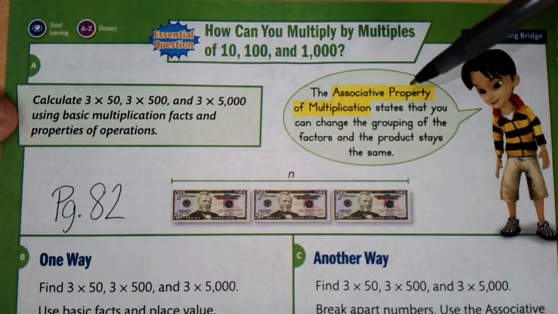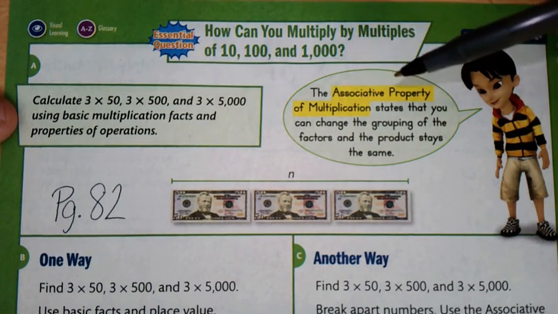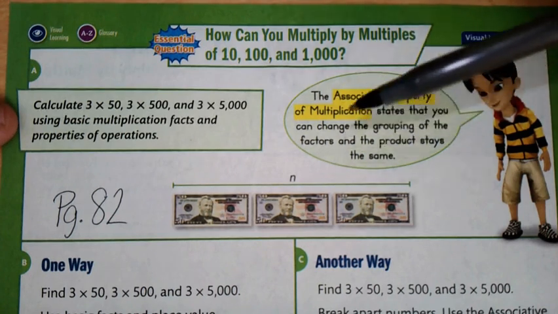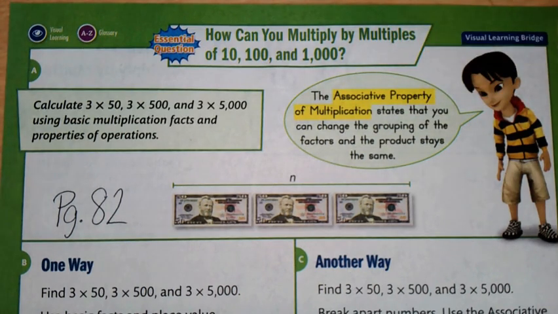So this says the associative property of multiplication tells us that we can change the grouping of the factors and the product stays the same. All that means is that we can move some of these numbers around a little bit in order to make an easier problem for ourselves. Similar to what we were doing on the first page, where I was multiplying my 3 times 4 and then using those zeros because I know that that's what's left over to the end.